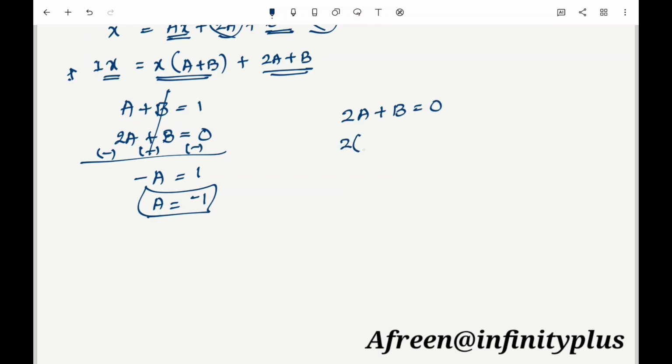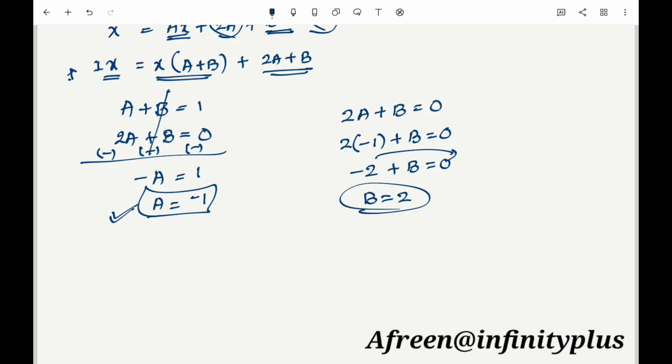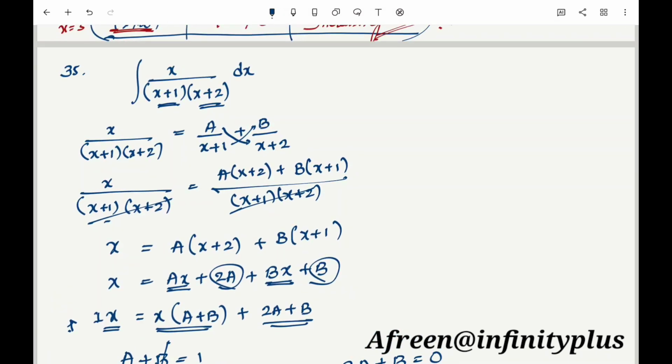So 2 into a value we are having, minus 1, plus b is equal to 0. So it is minus 2 plus b is equal to 0, and take this on that side, you will get b value as 2. So here we have found the value of a as minus 1 and value of b as plus 2. Now substitute in the equation.